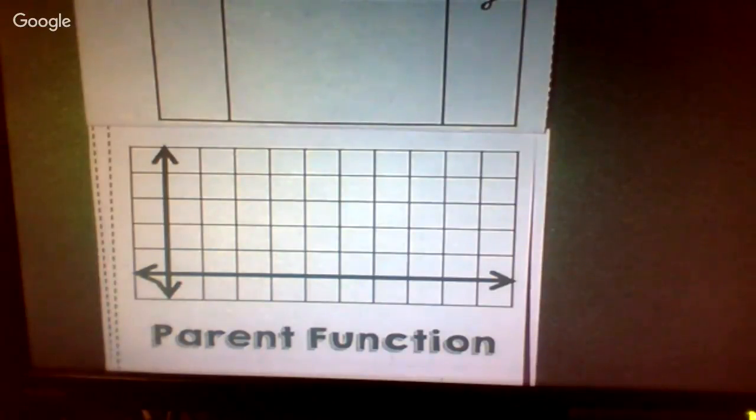Does anybody else need to say? That one's tweaking. I'm letting you know that one's tweaking.